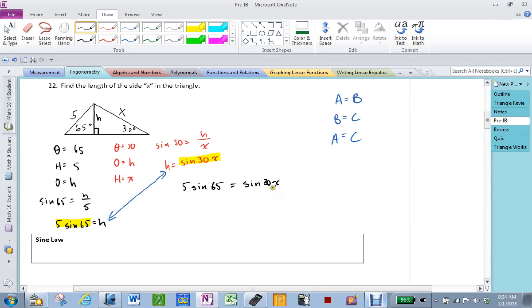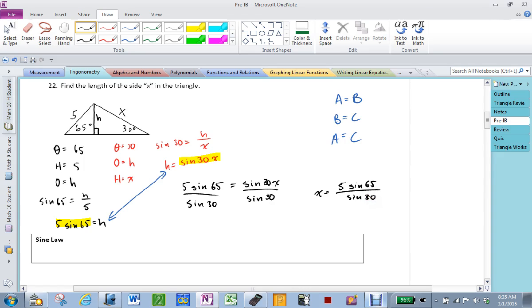Yes. Okay, now how would you find x? Yes, algebra. What algebra would you do to get x alone? Divide what? Sine 30. Right? So now x equals 5 times sine 65 divided by sine 30, doesn't it? Is everybody cool with that?